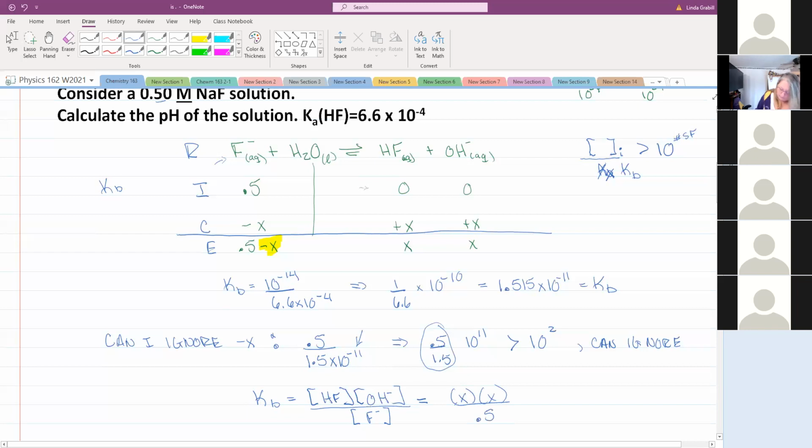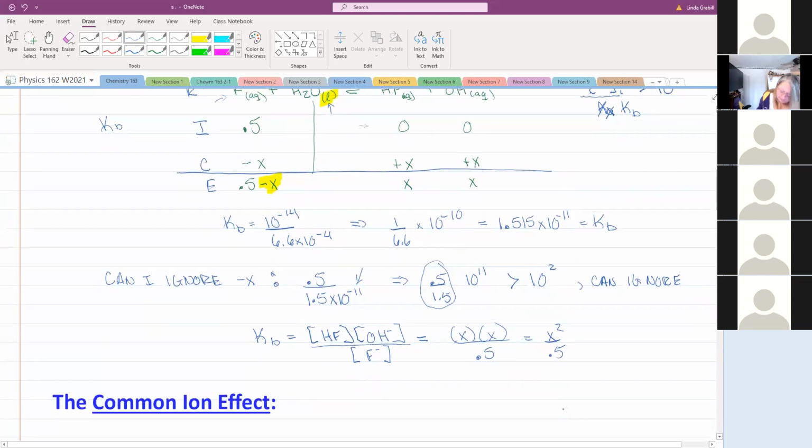Why didn't we include water in the bottom again? Because it is a different phase. Okay, thank you. You're welcome. I'd much rather you ask those questions. That just helps solidify it for everybody. So then I'm going to have x squared over 0.5. And finally, we can solve that x is going to be the square root of 0.5 times my Kb, which is my 1.515 times 10 to the negative 11.